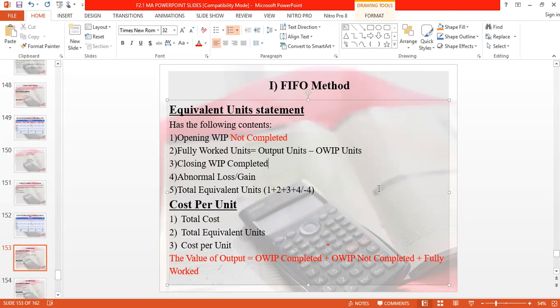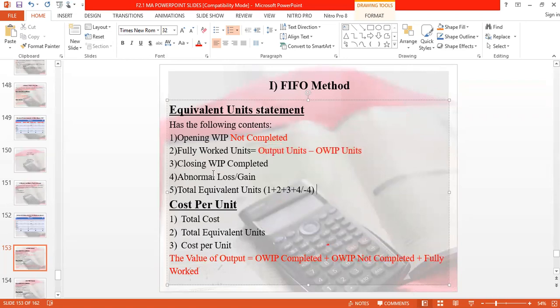And then next, you go to what is called fully worked units, the units that you fully work on. Fully worked units, take note that it is output units. Please write this one somewhere because I'll not be coming back to the slides.